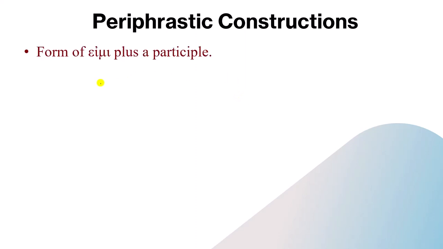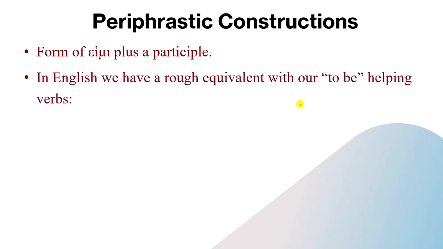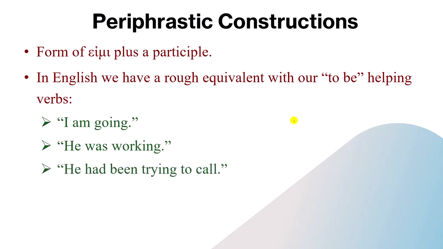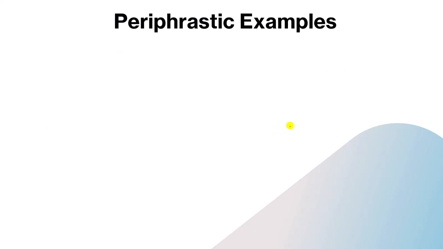The idea is that we have a form of eimi, to be, plus a participle. Now in English, we have a rough equivalent with our to be helping verbs. For instance, I am going, or he was working, or he had been trying to call. Greek has a number of ways to combine tenses of eimi, present tense, past tense, with tenses of participles to express a kind of hybrid tense.